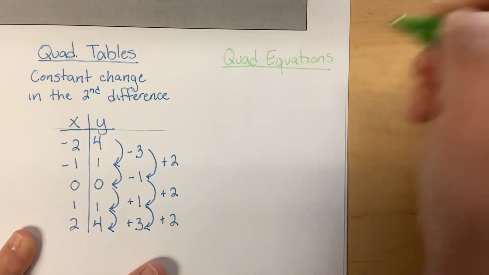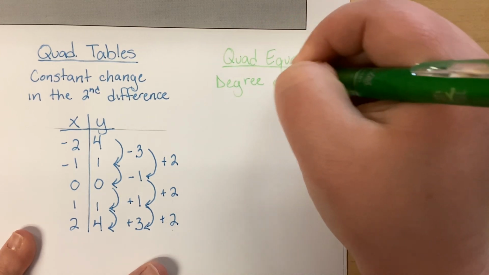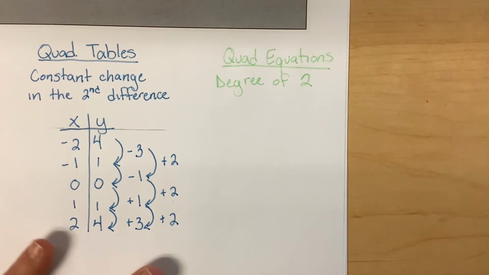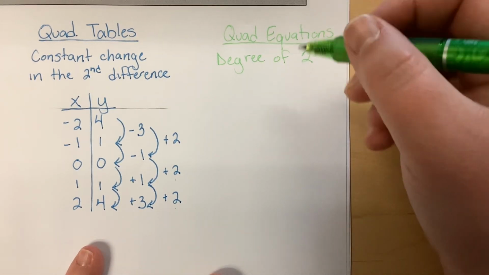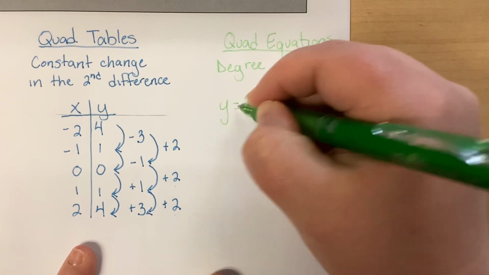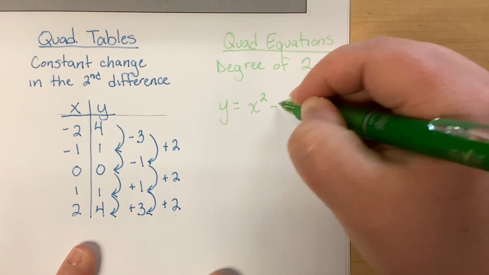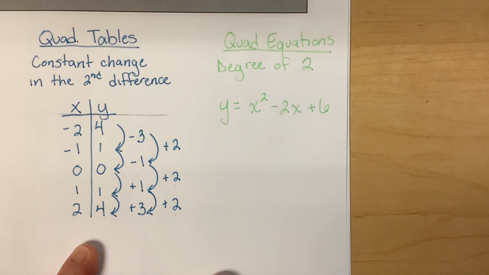The degree is always 2. That's what makes it a quadratic. There are 3 forms of quadratic equations. The most common is in standard form. So it would be something like y equals x squared minus 2x plus 6. And that's just one example.